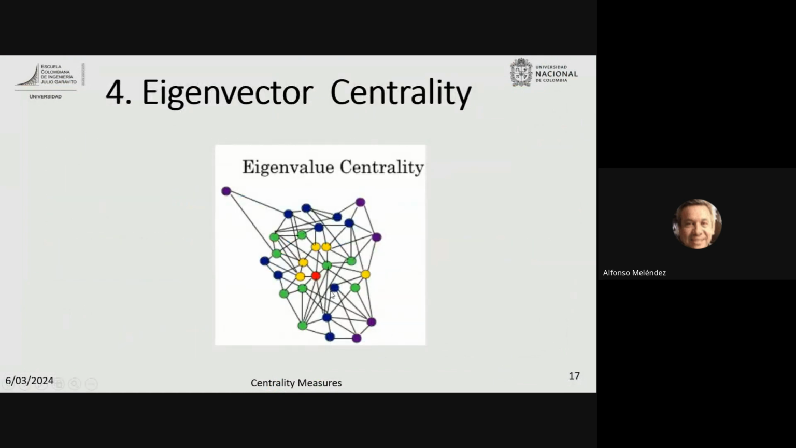Okay, this is the last centrality that we're going to talk about: eigenvector centrality. This name is a little strange. Eigenvector has to do with linear algebra, vectores propios; eigen means propio. Eigenvector centrality. It's a little mathematical, but it's also very intuitive. Let's see.